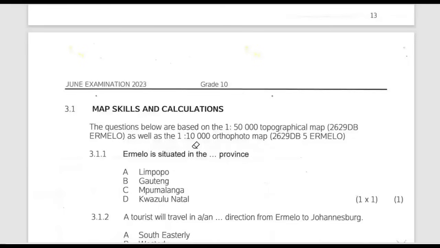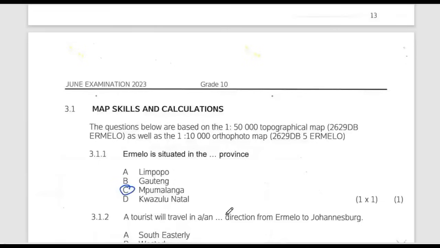It says Emelo is situated in the Dash province. Like what I said, you must be able to figure out map information. It will help you to answer such questions because this information, if you don't know South Africa well, you might be unable to answer the question. You might not know which province Emelo is in, but for this sake, Emelo is in Mpumalanga. That is our correct response.